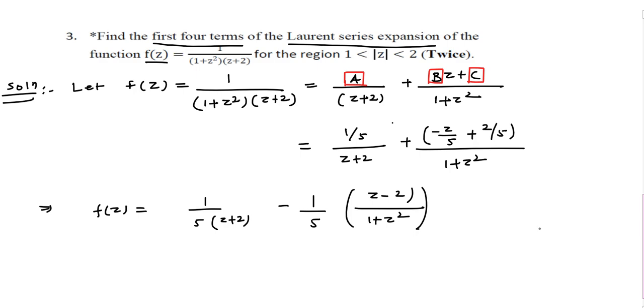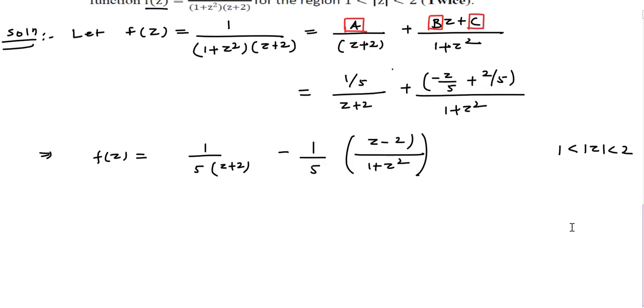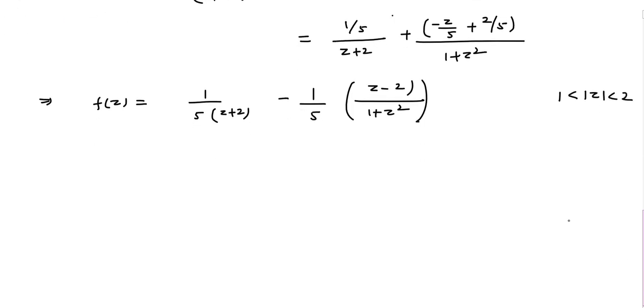So now here in our given domain, that is 1 less than modulus of z less than 2, that is a concentric circle, we can say in the analysis. So if I take any point between this region, here we have to take the 2 as common. So we will get 1 by 10, that is 1 plus z by 2, because if I put any number between 1 and 2, the modulus of z by 2 will be less than 1.